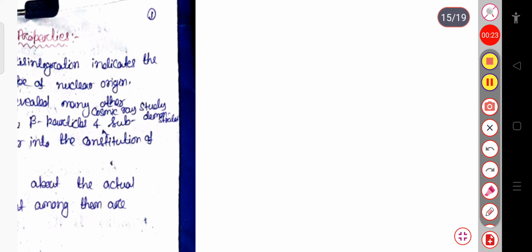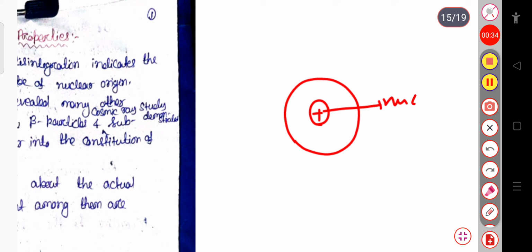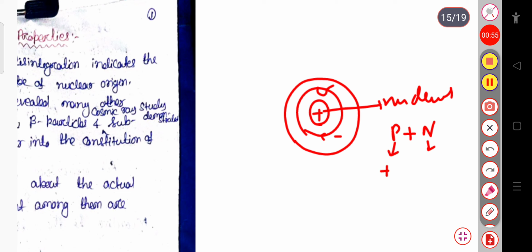So in case of an atom, suppose this is your atom, it consists of a positive charge part, which is called the nucleus, and this nucleus contains protons as well as neutrons. Surrounding this nucleus, the electrons are revolving around. So here the electrons are present. The proton carries the positive charge, the neutron is neutral in nature, having no charge, and the electron carries the negative charge.